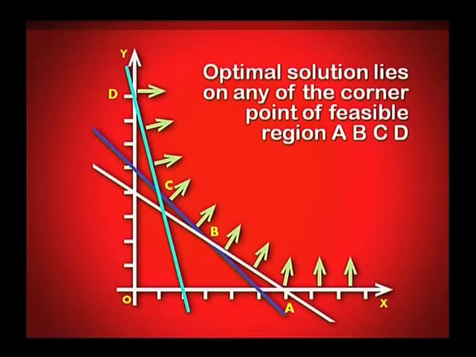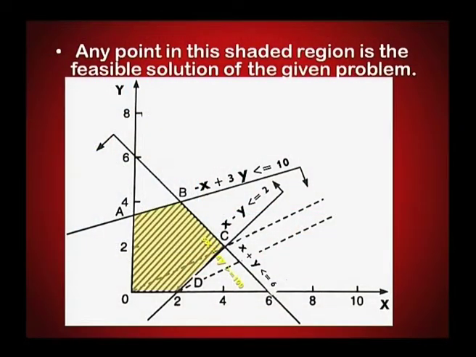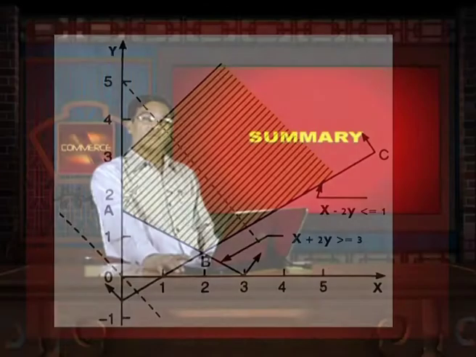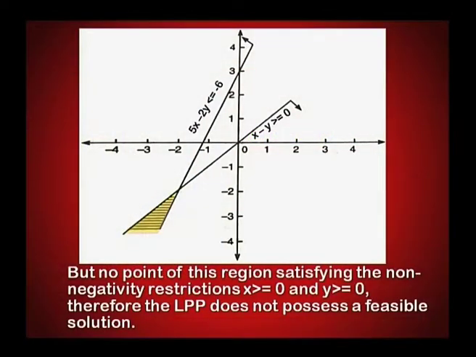Hello viewers, today in this program we have discussed the graphical solution of linear programming problems. Here we have discussed various types of linear programming problems and their solutions graphically. Some are less than type, some are greater than type, some are mixed type, some are unbounded, and some problems have no feasible region. At the end of this program, we discussed the problem in which there is no feasible region which satisfies all the restrictions. So, we have discussed a variety of linear programming problems and their solutions graphically.